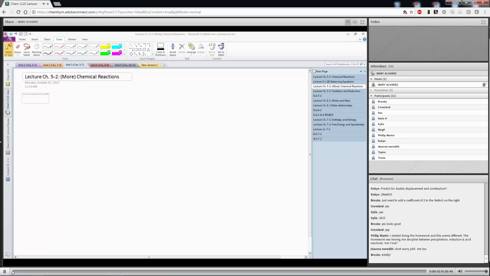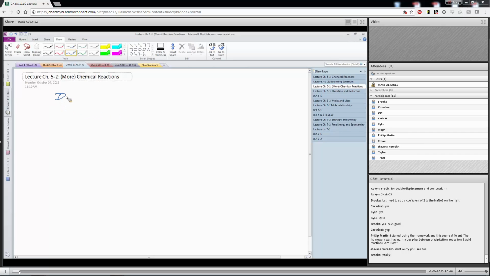Okay, so we are on lecture, I think it's labeled 6.3, but we can look at this as chapter 5, number 2, on more chemical reactions. Specifically, this is going to be on acid-base reactions and precipitation reactions. Acid-base reactions and precipitation reactions are both ways of classifying reactions, just like we've been doing, but these are specialized versions of our double displacement reactions.